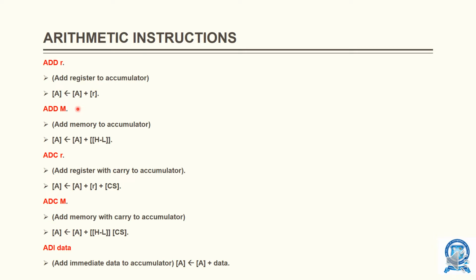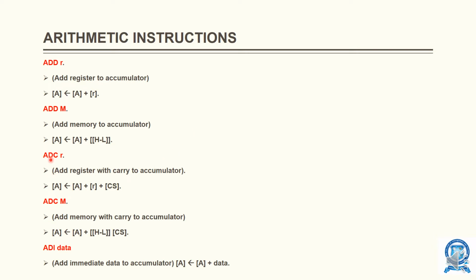Second instruction, ADD M. The content of memory location will be added with the accumulator and the result will be stored in the accumulator. Say for example, ADD 4000 means the data present in memory location 4000 will be added with the content of accumulator and the result will be stored in the accumulator.